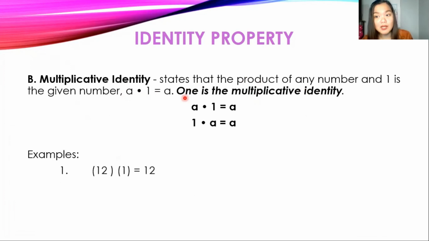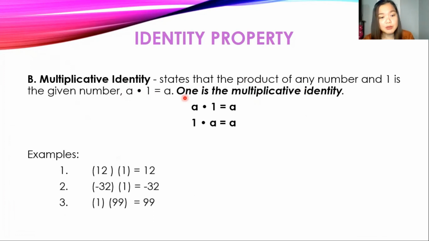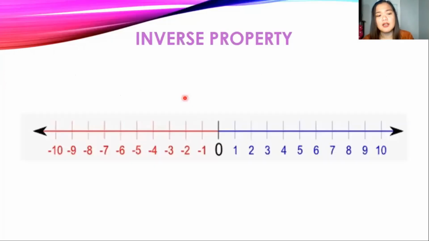Examples, 12 times 1, that's 12. It's still the same. Negative 32 times 1, it's negative 32. Number 3, have 1 times 99, it's still the same as 99.